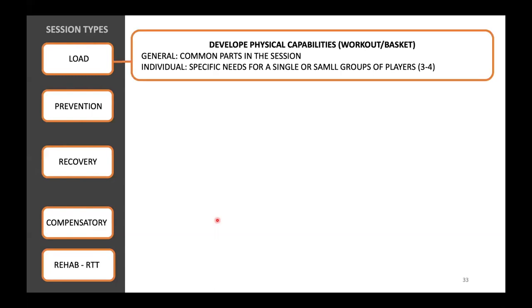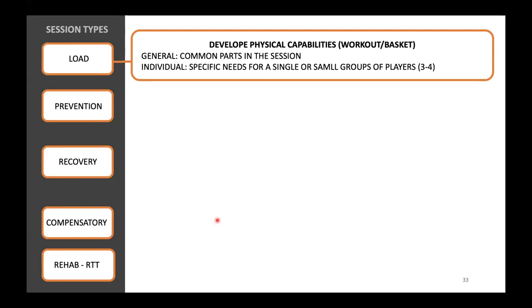So, based on this, and in order to adapt the training to the athlete's state, we have developed different types of sessions, trying to apply the optimal load in every moment, okay? So you can see how we divide the different sessions. Yes? We have a load session, prevention, recovery, compensatory, and rehab or return to train, yes? The load session is focused on the development of physical capacities such as maximal strength, power, aerobic power.